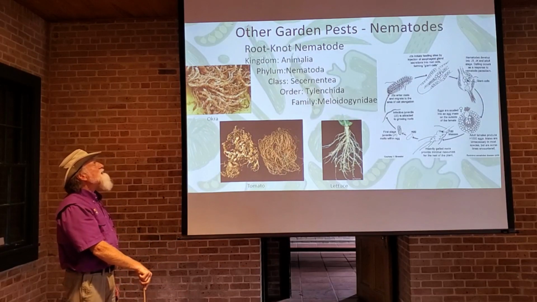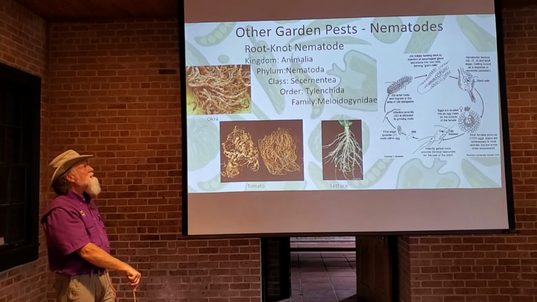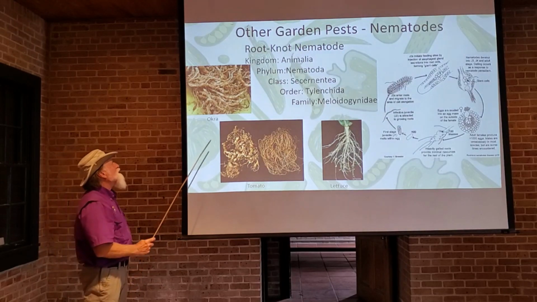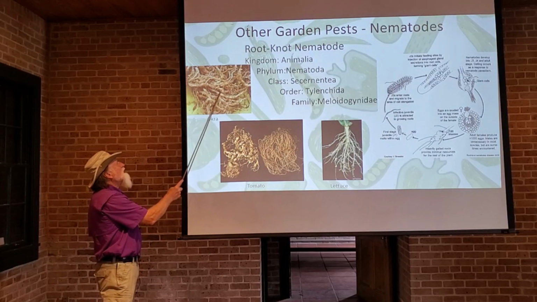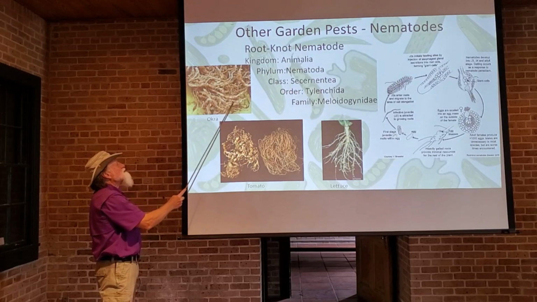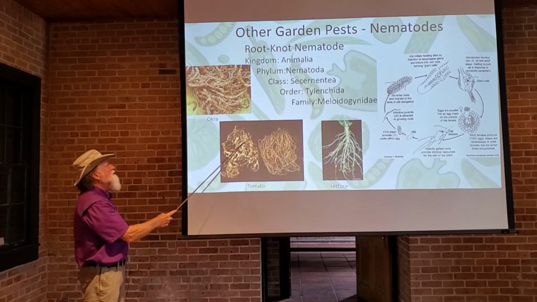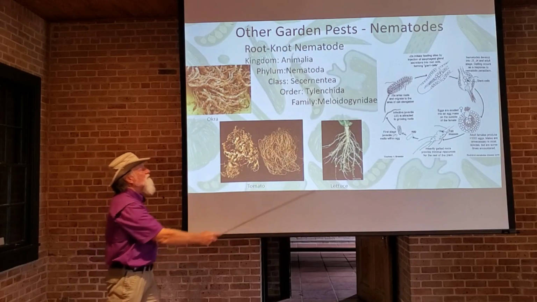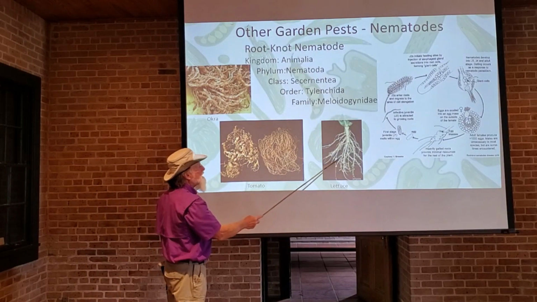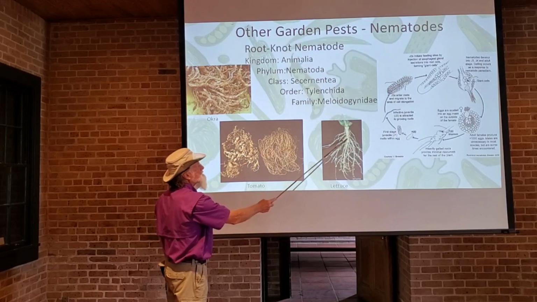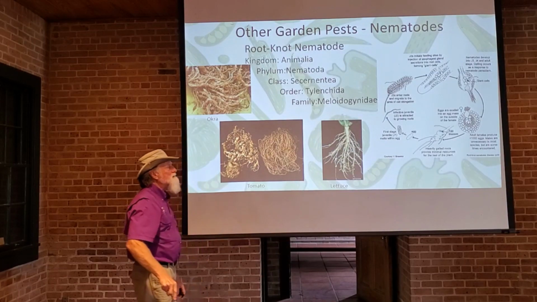So the root knot nematode got its name for obvious reasons. On the okra, you've got knots, knots, knots. The roots look like threads that have been tied in knots all along. Tomato, knots, knots. The lettuce roots, you have knots all along the roots.